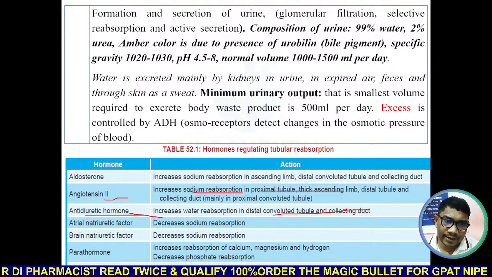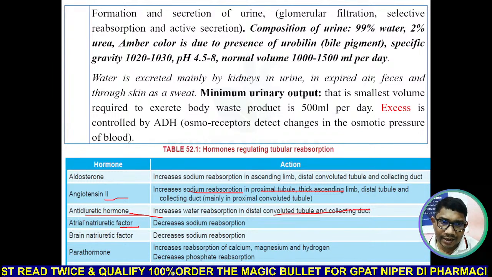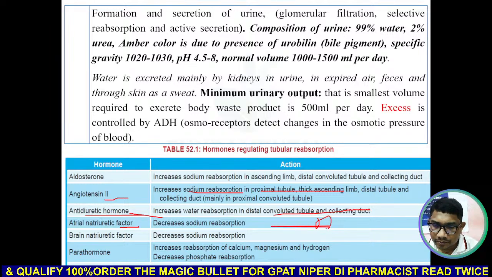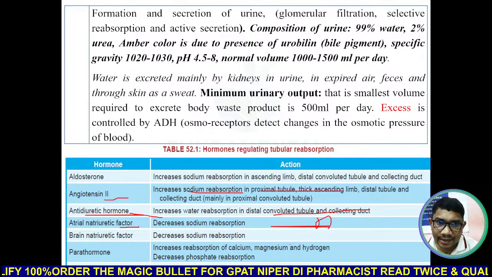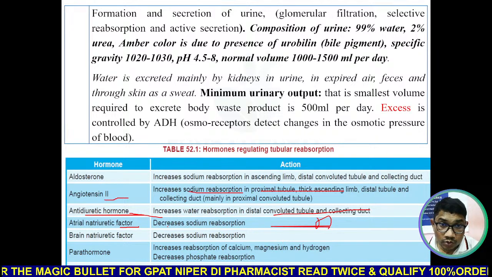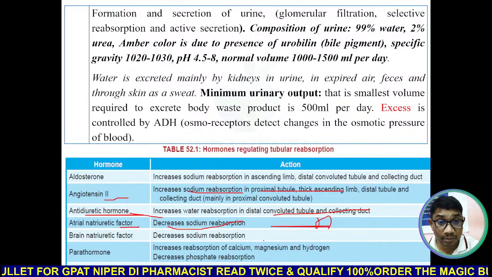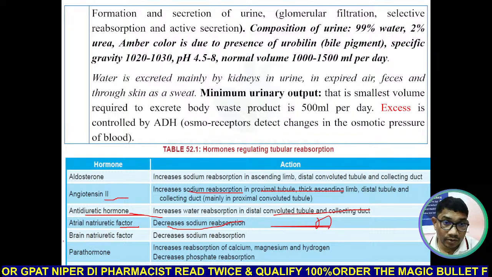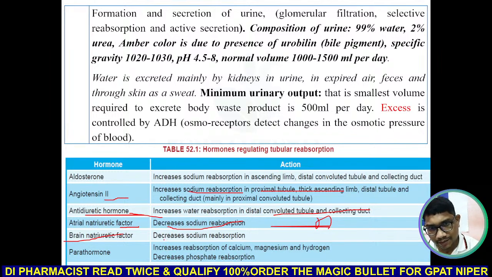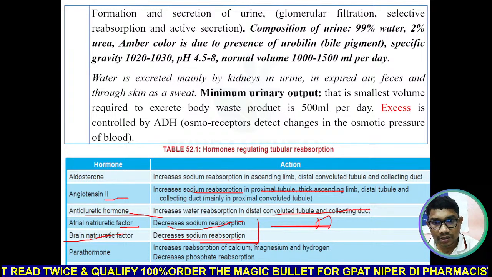Then atrial natriuretic factor बोलो या पेप्टाइड बोलो, atrial natriuretic peptide ANP बोलते हैं इसको, which is produced by atrium of the heart, that decreases the sodium reabsorption. मतलब क्या, ये डायरेसिस करता है. We have seen ANP and BNP, brain natriuretic peptide produced by ventricles. तो again decreases the sodium reabsorption and causes the diuresis. तो ये दोनों क्या करते हैं, डायरेसिस करते हैं.